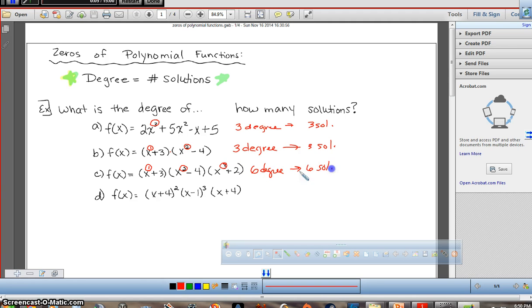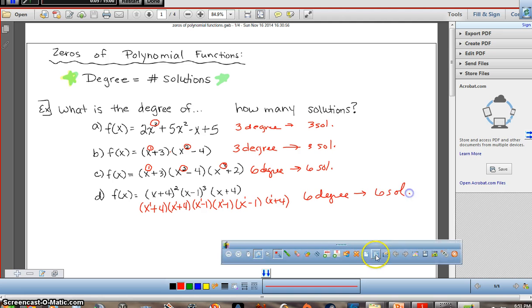6 solutions. And then this one here, it looks a little bit different because the exponent's on the outside. So if I rewrite this, this says x plus 4 squared, so that means we write it down twice. x minus 1 3 times. And then x plus 4. And so if we multiply all that out, the highest exponent that you would get would be 1, 2, 3, 4, 5, 6. So 6 degree. And this would also have 6 solutions.